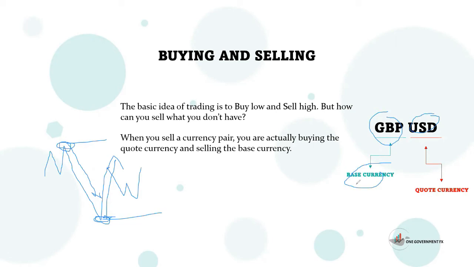For instance, say GBPUSD is equal to 1.3345 or something like that. What this means is that £1 is equal to 1.3 something US dollars. So when you sell a currency pair, for instance, assuming you sell GBPUSD, what you're actually doing is buying USD against the British pound. It doesn't look that way because of the way it's arranged.